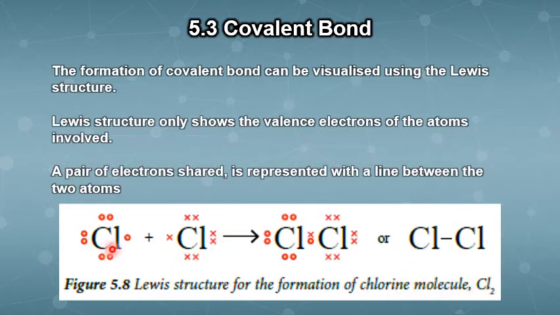So you can see these are the valence electrons. It only shows the valence electrons. So the chlorine atom has 7 valence electrons, right? And then plus the other chlorine atom, and then they share a pair of electrons, so it becomes like this. This is Lewis structure. Or you can write like this, a line. A line between the two atoms means a pair of electrons shared.